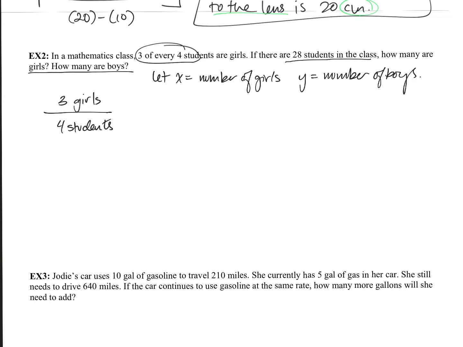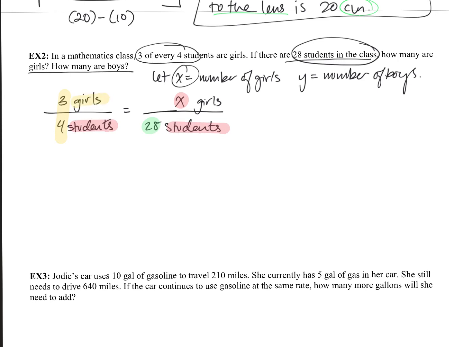So we know that there are 3 girls out of every 4 students. I can create another ratio and set these two equal to each other. Well, that must mean that in the 28 students, how many should be girls? Well, we don't know exactly, but we're going to say it's x. X of them are girls. And we've created a ratio with something that we know, 3 out of 4, and our one variable with the other item that we do know. And note, students and students are on the bottom, girls and girls on the top. So your units should be in the same area.